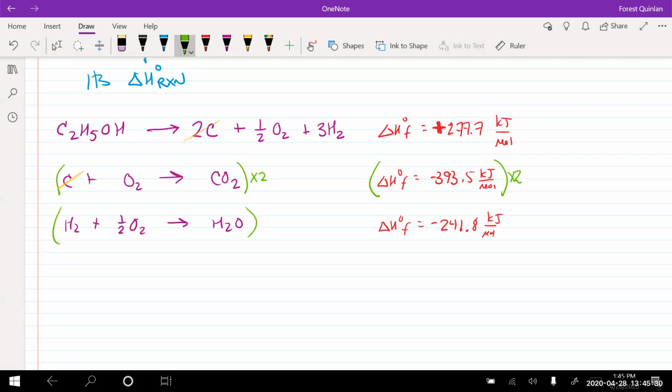And hopefully you'll see that in order for these hydrogens here to cancel out, I would need to multiply this times 3. So this one here gets multiplied by 3. Now, as we look at that, we have almost everything here.